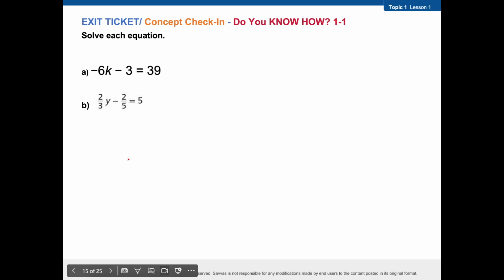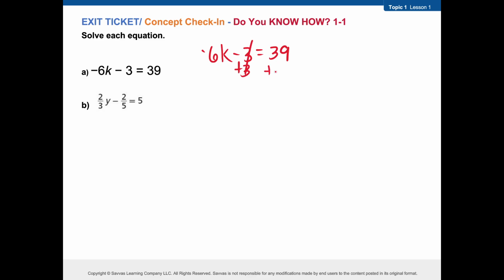This was our ticket out. Simple two-step equations, solving for k. Negative 6k minus 3 equals 39. Always leaving your variable for last. There's no distributive property. There are no like terms. Adding 3 to both sides, negative 6k equals 42.